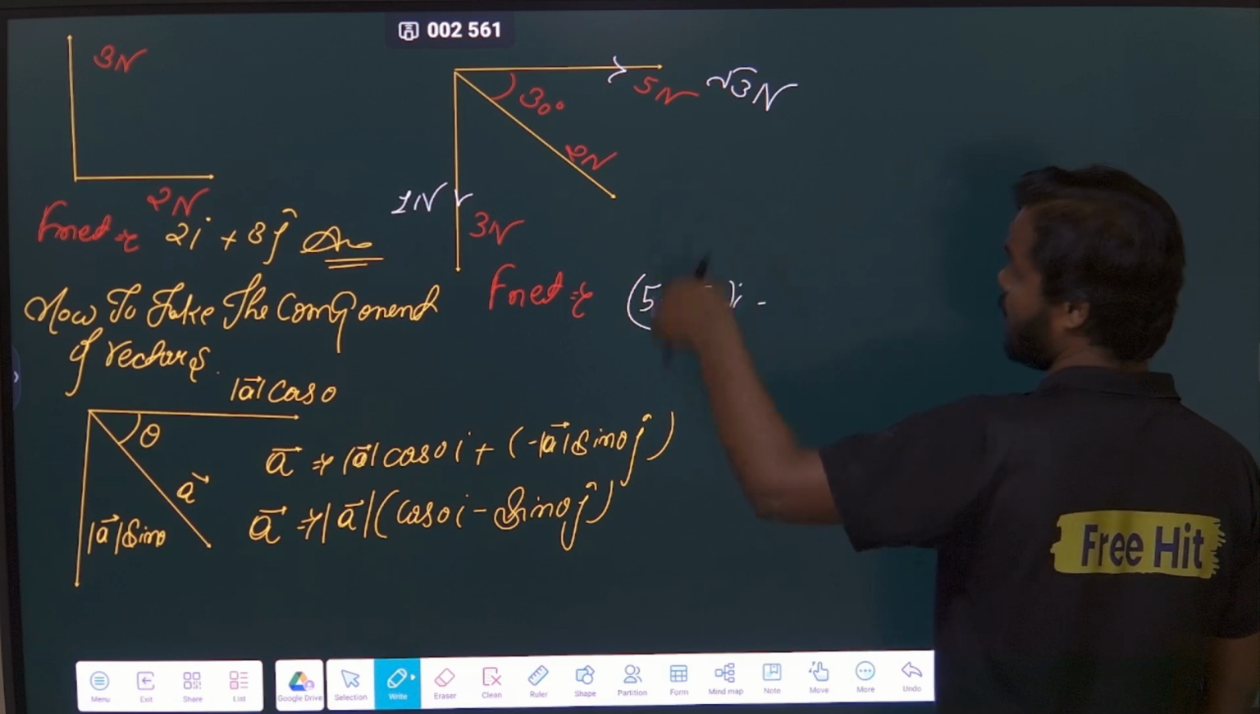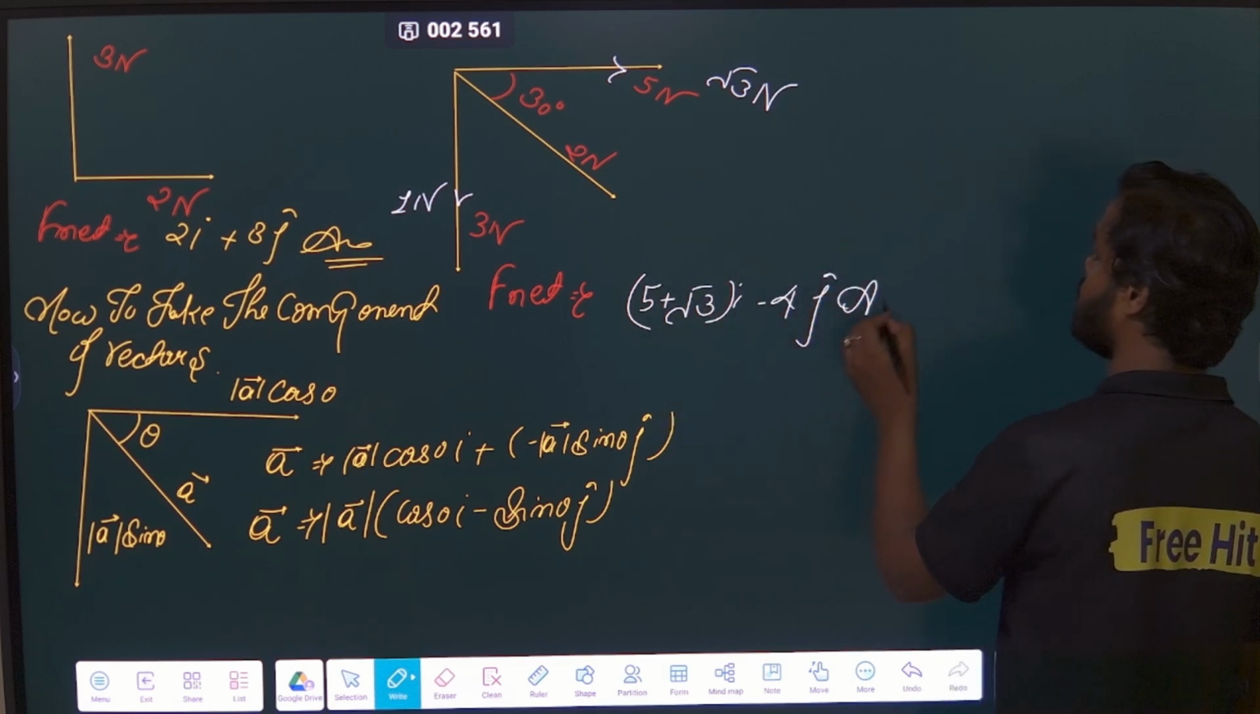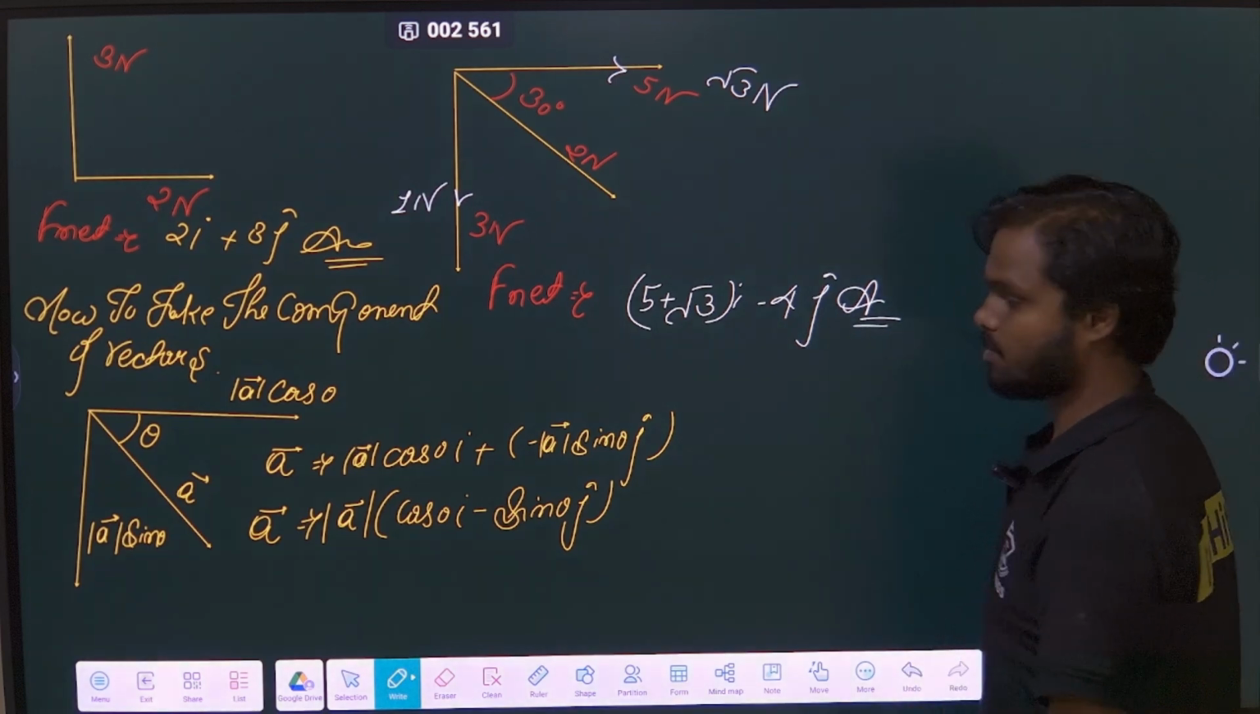And what is my y direction force? That is minus 4 j cap. That is my answer. Simple. Okay, that is my answer.